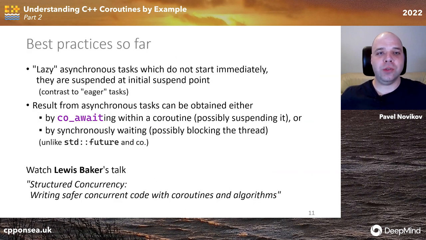So best practices so far, let's quickly recap them. We want to have lazy asynchronous tasks because they provide us some safety guarantees as opposed to so-called eager tasks. Laziness makes the task start execution when we await on the task, and we can either co_await on the result of this lazy task, or we can synchronously wait for the result of the asynchronous task, possibly blocking our thread. So I recommend watching Lewis Baker's talk, Structured Concurrency, where he partly discusses why this is the best way that we can do it.